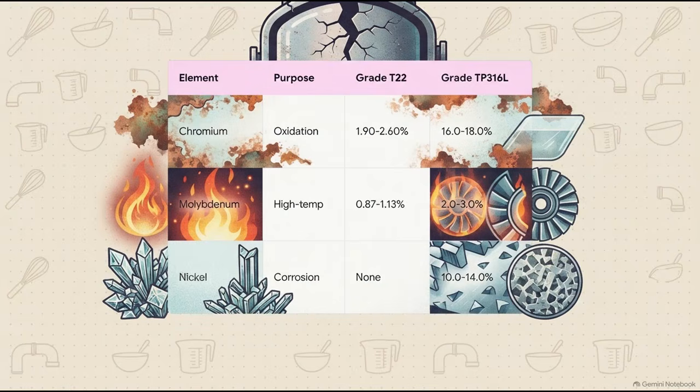So how exactly do they achieve this kind of resilience? Well, it's a bit like baking, right? But a highly volatile cake. It is all in the recipe. Take a look at a T-series grade like T22 versus a TP series like TP316L. The chromium gives you oxidation resistance, and molybdenum brings that crucial high-temp strength. But check out the nickel component. The T22 doesn't have any, but the austenitic TP series dumps in a ton of nickel, up to 14%, and massively boosts the chromium. That specific tweak is what unlocks next-level corrosion and heat resistance for the absolute worst environments.